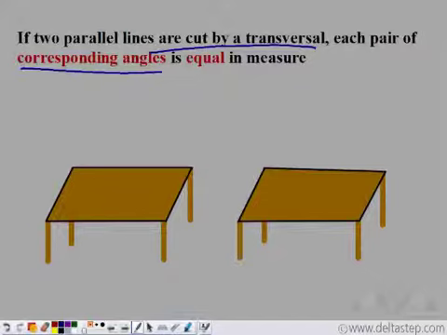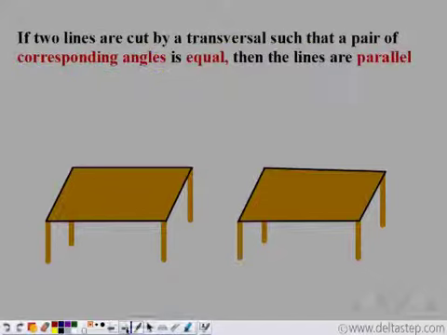So for checking that, we apply the converse of this. The converse says that if 2 lines, by 2 lines we mean any 2 lines, we do not know whether they are parallel or not, are cut by a transversal such that a pair of corresponding angles is equal, then we can say that the lines are parallel.